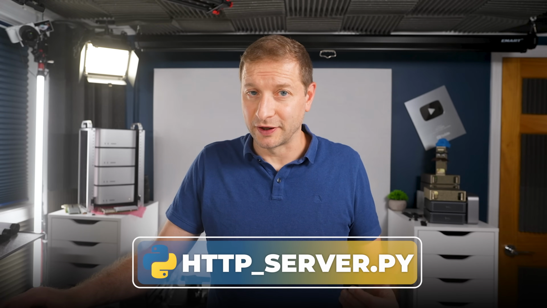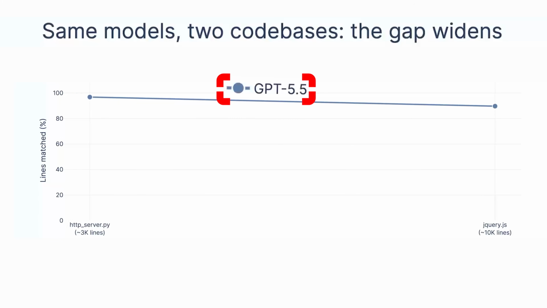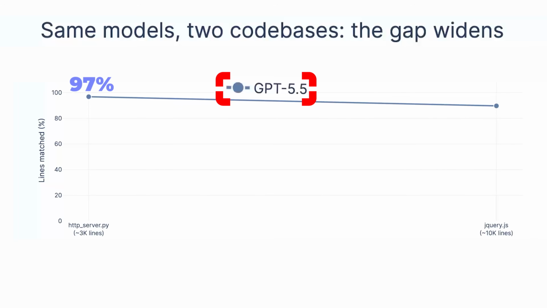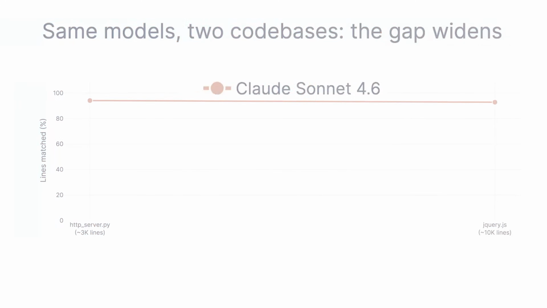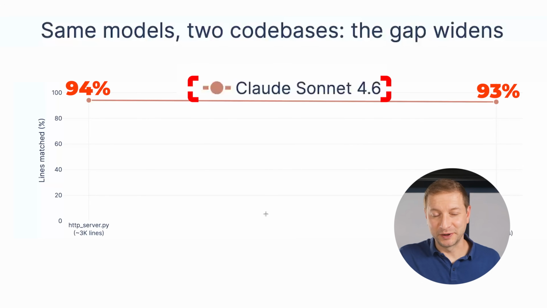Next, I wanted to find out if file size matters, because HTTP server is a small Python file. Real code bases aren't that small. So what happens when you point this at jQuery, which is over 10,000 lines? GPT 5.5, the frontier model, barely dips. It goes from 97% to 90%. Claude Sonnet 4.6 goes from 94% to 93%. So it's pretty flat, pretty good.